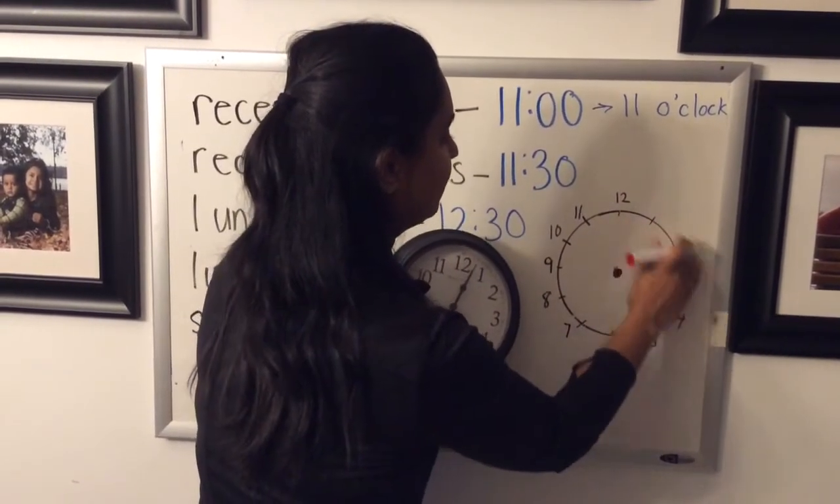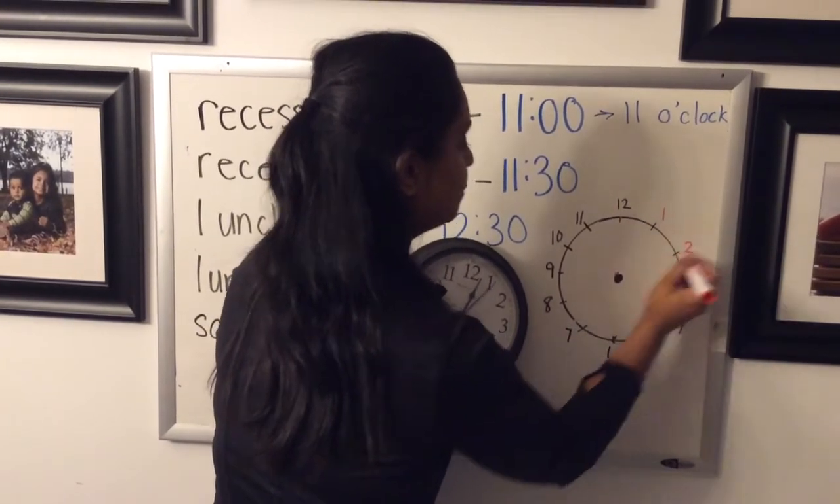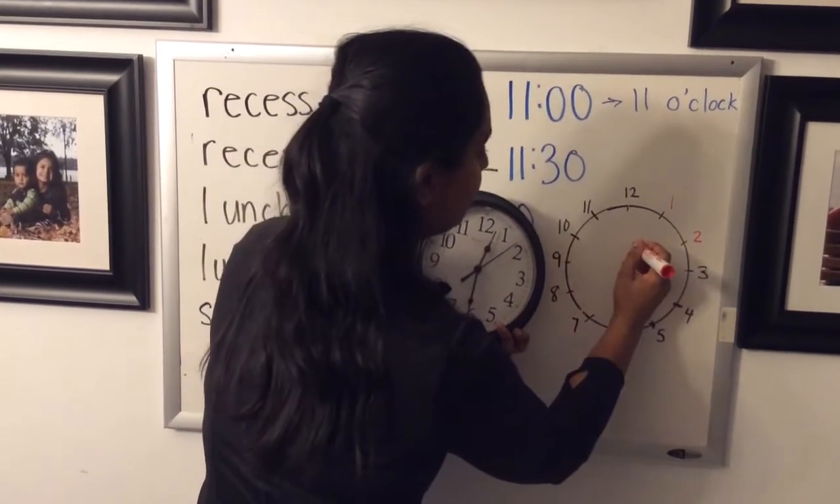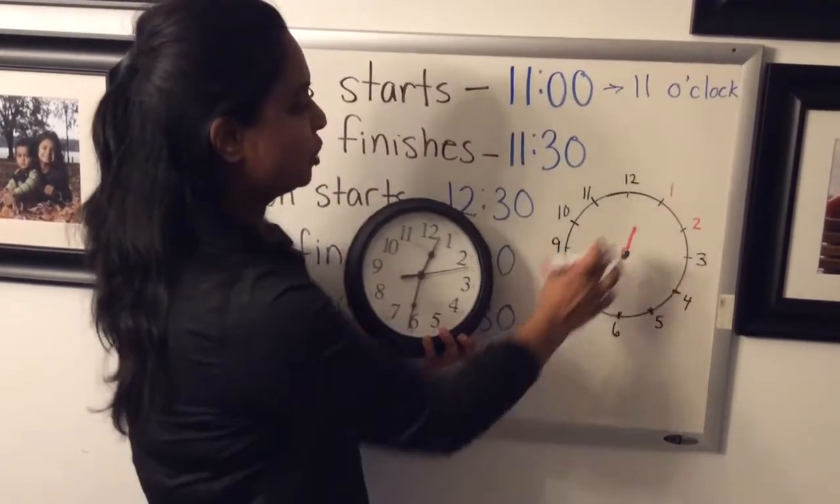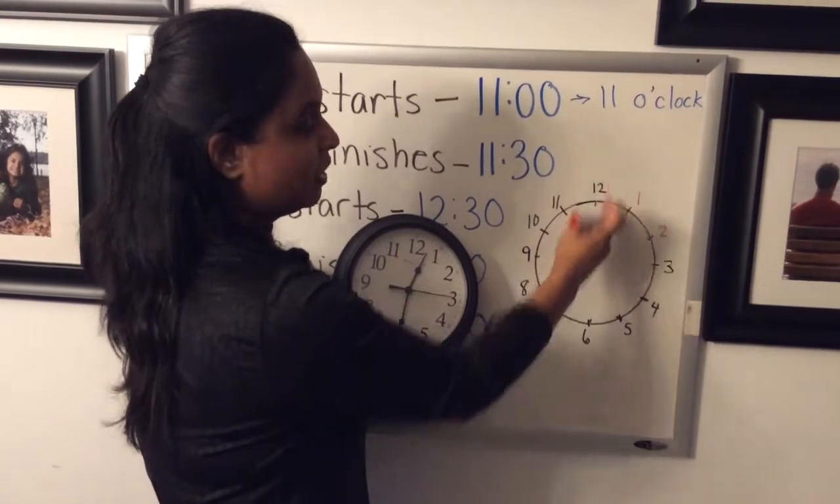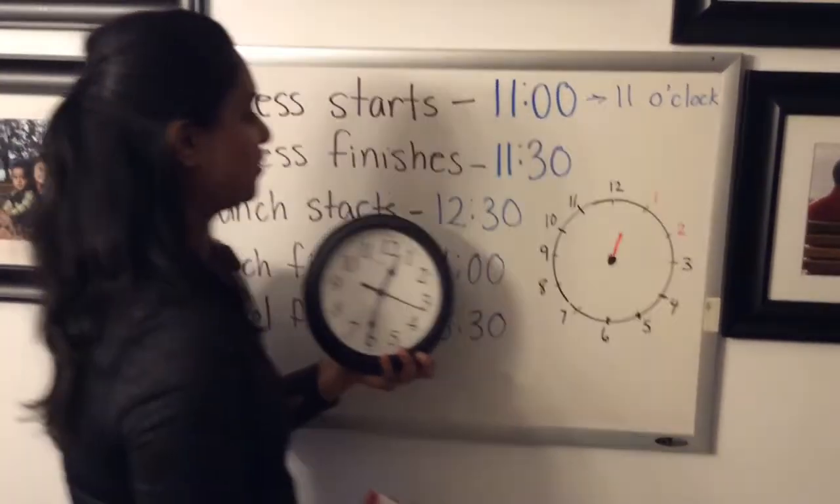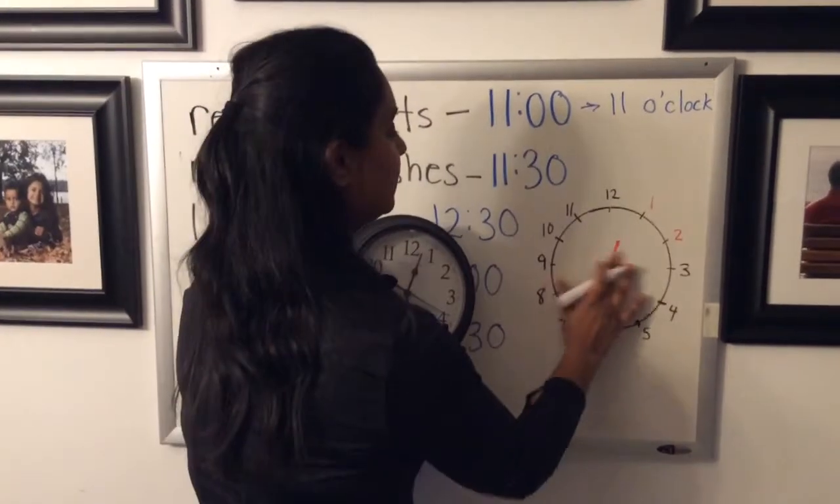Oops, I've got a little bit of a mistake here. This is 1 and this is 2. Okay, you're going to draw your little hand right here in between the 12 and the 1, right in the middle of the 12 and the 1. That shows 12:30. All right.